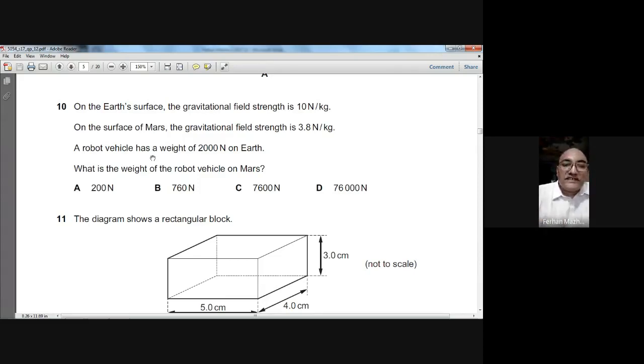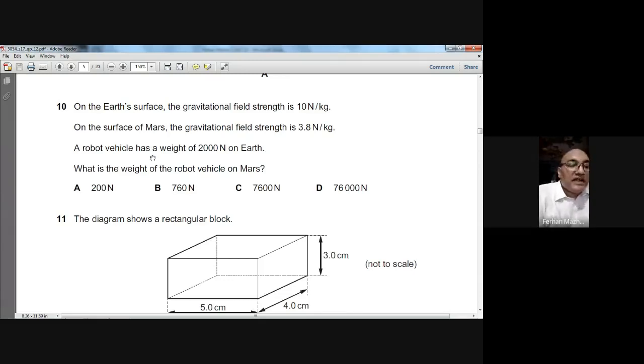So the weight on the Earth is given. So from here I can calculate the mass of the robot. W is equal to mg. The weight is 2,000 Newton, m is the unknown. The gravitational field strength of the Earth is 10. So from here, I come to know that the mass is 200 kg. Then I will again apply the formula, weight is equal to mg. The mass will be 200 kg, but this time the value of g, on Mars, we will take that value, that is 3.8.